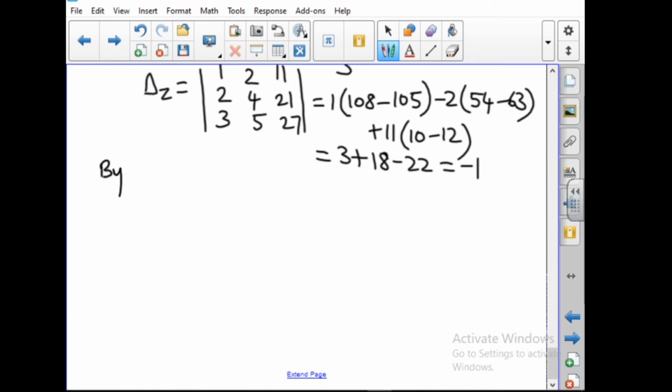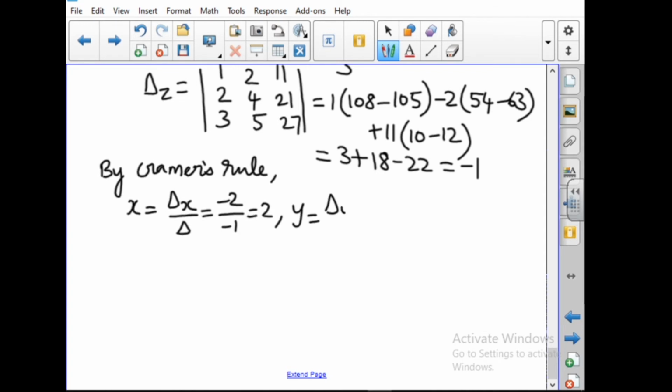Now by Cramer's rule, what is x equal to? Delta x by delta. So your answer is minus 2 by minus 1 equal to 2. Y is equal to delta y by delta. So delta y here is minus 3 by minus 1 equal to 3. Z equal to delta z by delta is equal to minus 1 by minus 1 equal to 1. Hence, the weights assigned to the three varieties are 2, 3, 1 units respectively.